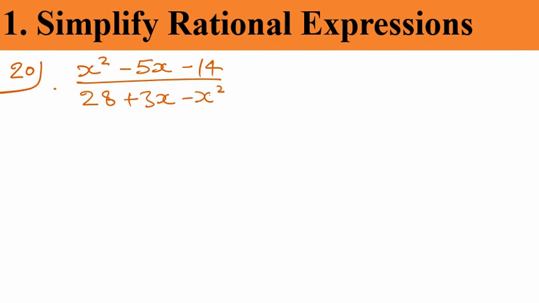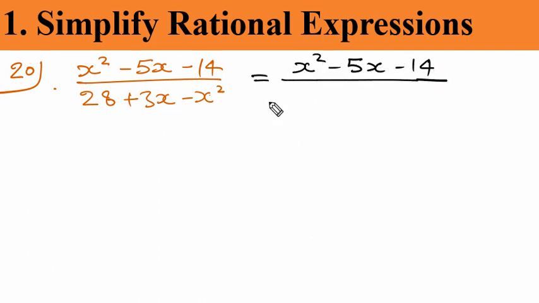Now if you look at question number 20, what is the problem here? You can factor the numerator easily using the calculator. Now this is not written in the standard form, so first you need to write this in the standard form. X square minus 5x minus 14, same as it is. Now in this one I will write minus x square plus 3x plus 28, right? This is your standard form.